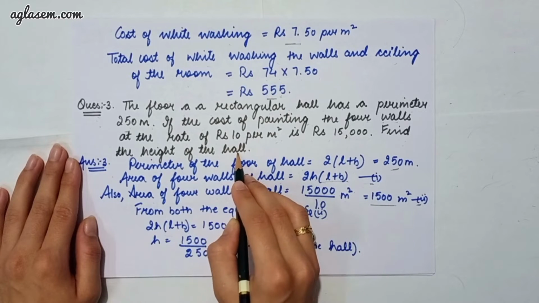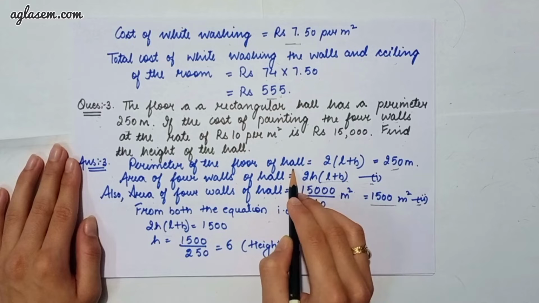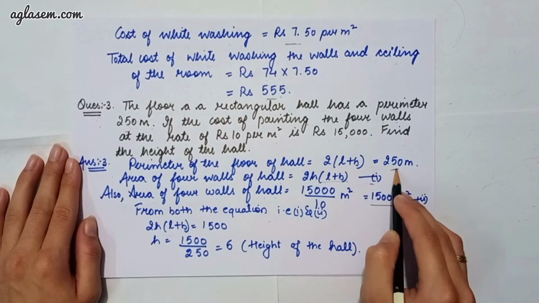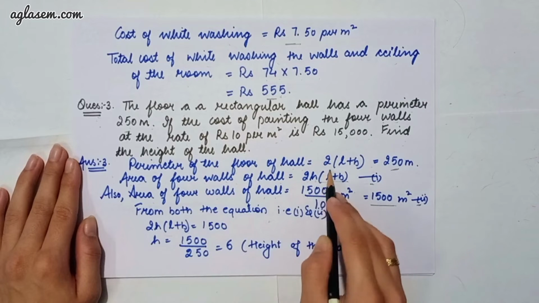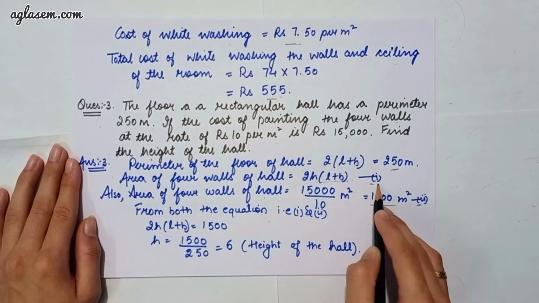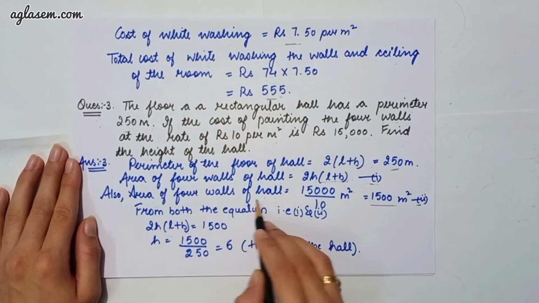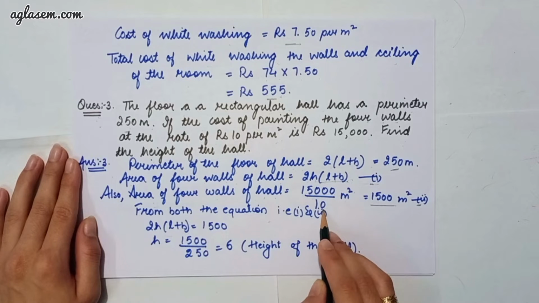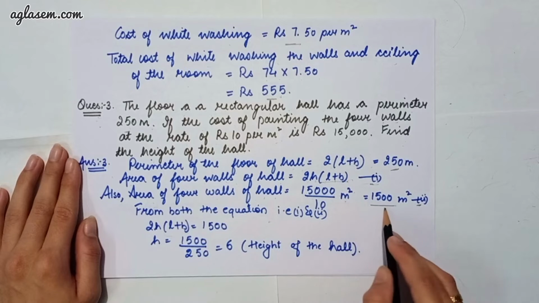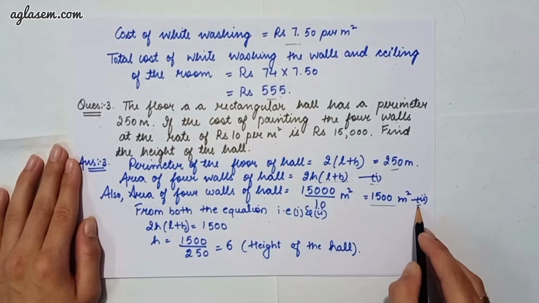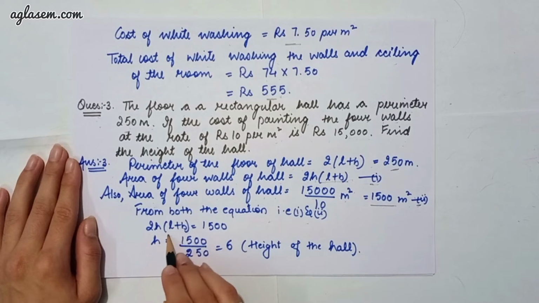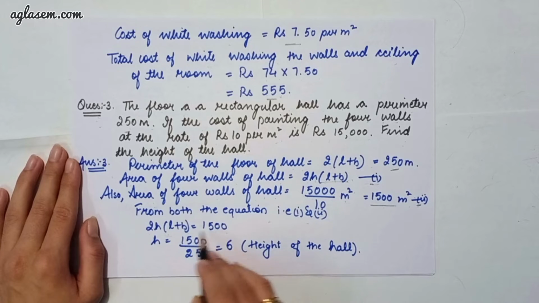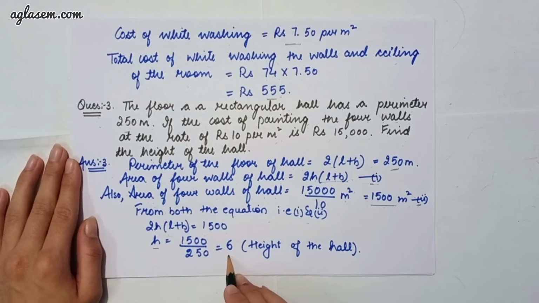So the answer is perimeter of the floor of the hall, that is 2 into (L plus B), which is 250 meter. And the area of 4 walls will be 2h(L plus B), first equation. And the area of 4 walls, that is 15,000 divided by 10 meters square, which will give you 1500 meters square. That is our second equation. Now from both the equations, we will have 2h(L plus B) equals 1500. From this we will get height, that is 6.